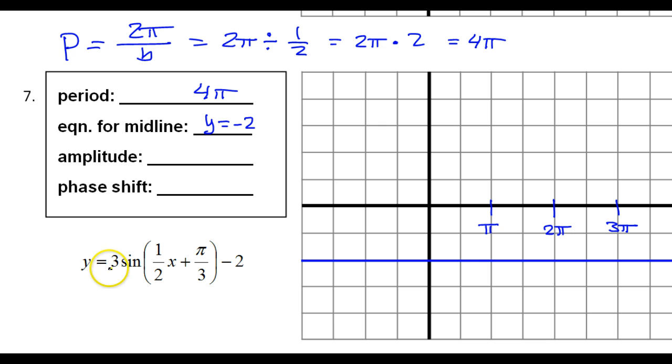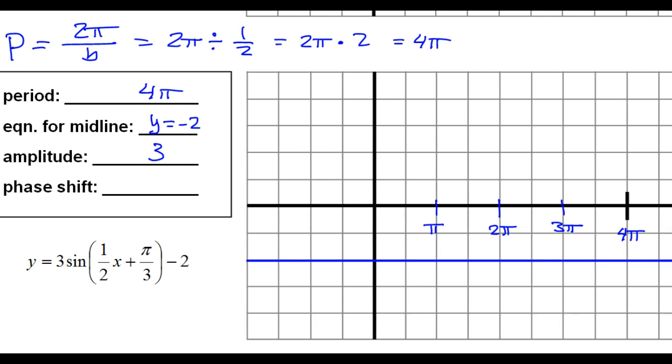The amplitude is going to come from this number right here. Amplitude is always positive, even when this is a negative a value, so the amplitude is 3. Let's pause there. Let's deal with the phase shift separately. There is a phase shift, and it's going to have to do with this pi over 3.